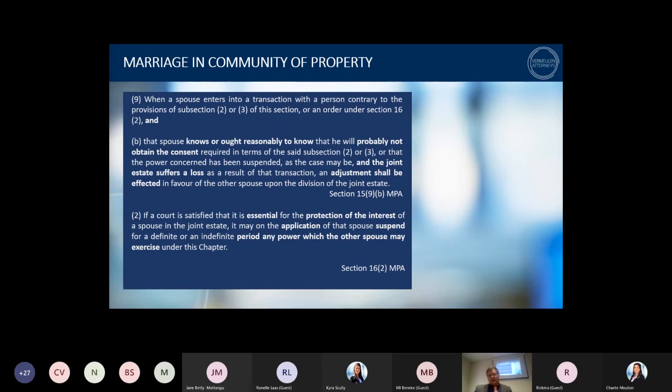So number one, they sold the property. The proceeds were about 50,000. So where is the 50,000? If that 50,000 is gone, the joint estate has suffered a loss. And my client would then have been entitled to 50,000 divided by 2 because it's half joint estate. So my client was entitled to an adjustment of 25.